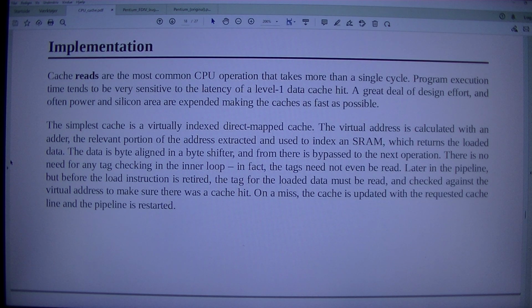The virtual address is calculated with an adder, the relevant portion of the address extracted and used to index an SRAM, which returns the loaded data. The data is byte-aligned in a byte shifter, and from there is bypassed to the next operation. There is no need for any tag checking in the inner loop. In fact, the tags need not even be read until later in the pipeline, but before the load instruction is retired. The tag for the loaded data must be read and checked against the virtual address to make sure there was a cache hit. On a miss, the cache is updated with the requested cache line and the pipeline is restarted.